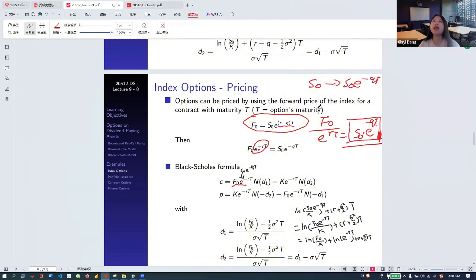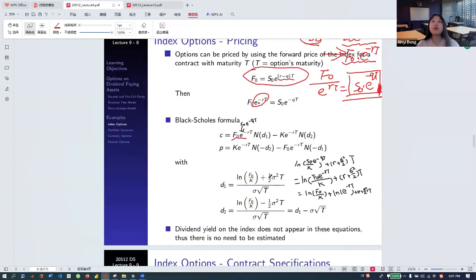previous steps, right? Now we further change this S0 times e to the power of minus QT into an expression using F0. So that's F0 times e to the power of minus RT. Then you just substitute this F0 expression into where S0 was in the original version of the Black-Scholes model.